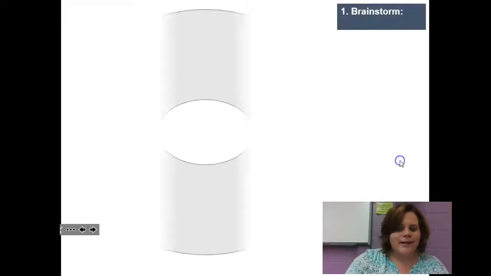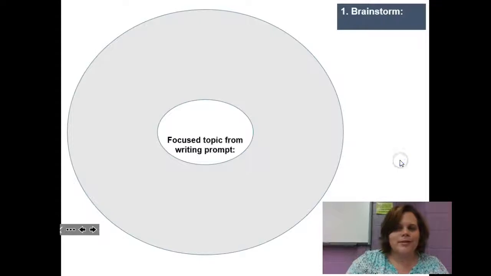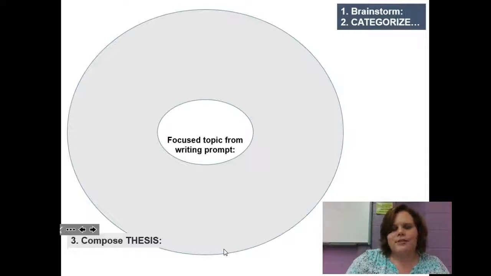So just a reminder, make sure you have a good brainstorm. You've already done this part most likely, but you would focus your topic for your writing, and then come up with all your ideas and come up with some categories and compose your thesis. For the one we did before, it was something like a place you would like to visit, and we chose Alaska because of the, let's say, landscape, activities, and the food, or something like that. That was our thesis.